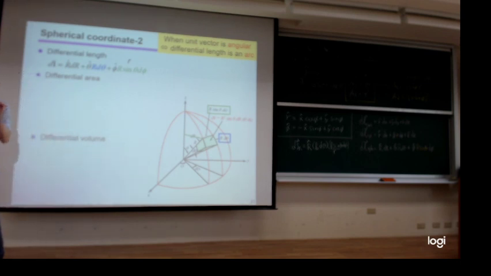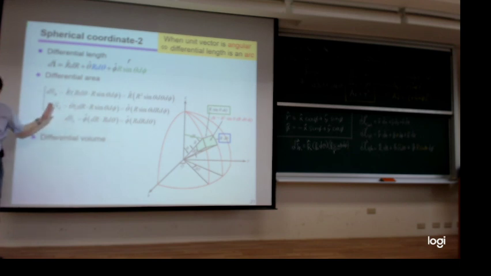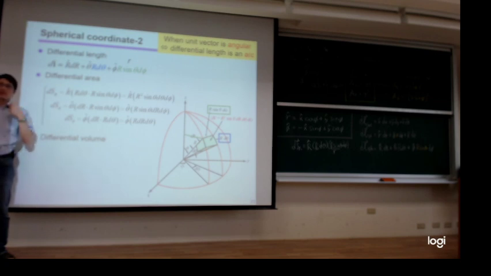Right? So it's quite messy, but try on your own. If you understand what I'm trying to convey, you can get it right. Differential volume, you just multiply the three differential lengths together. It's no problem.